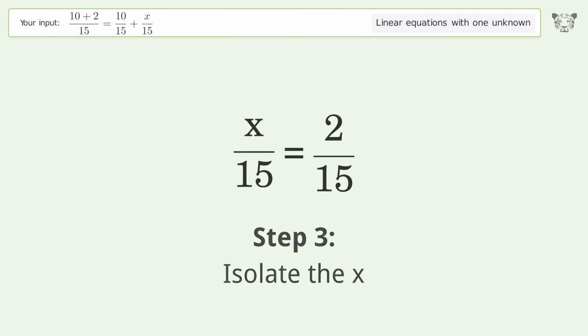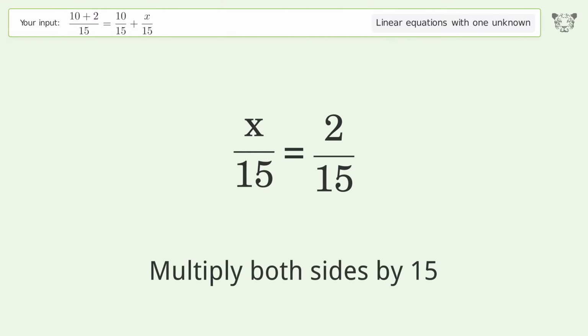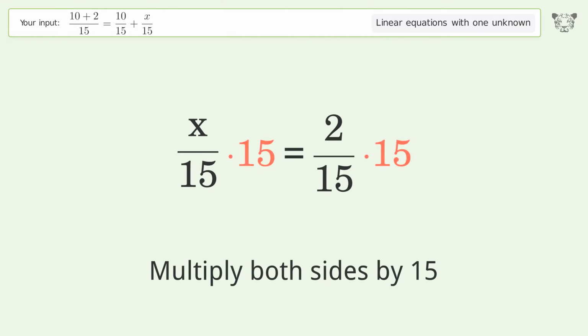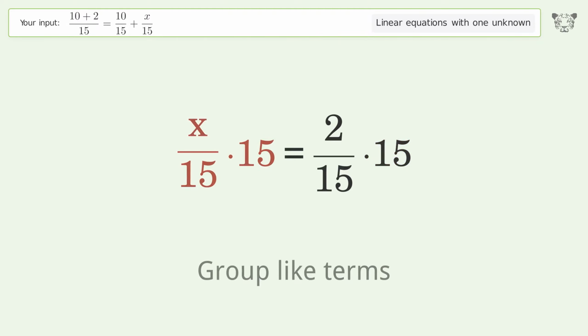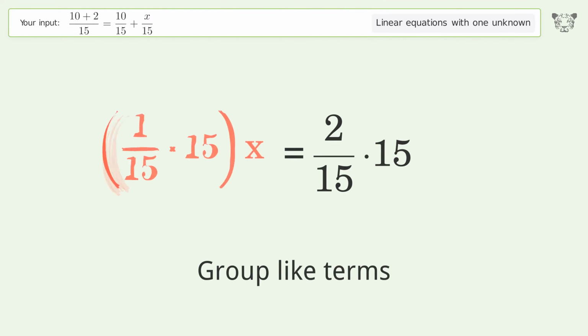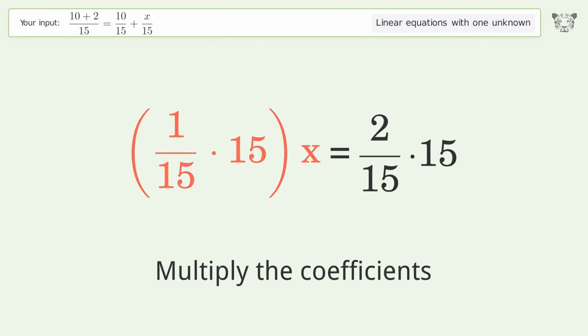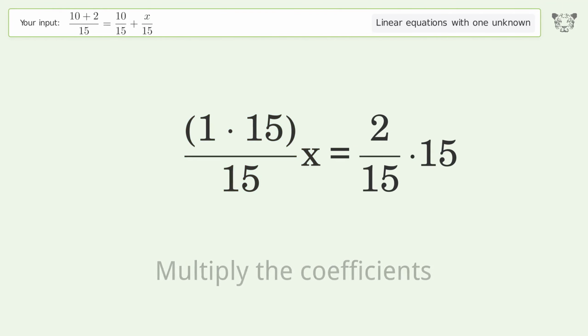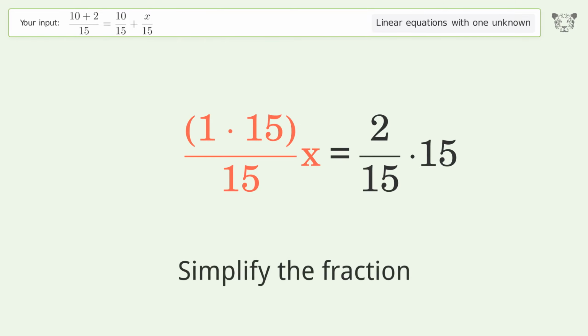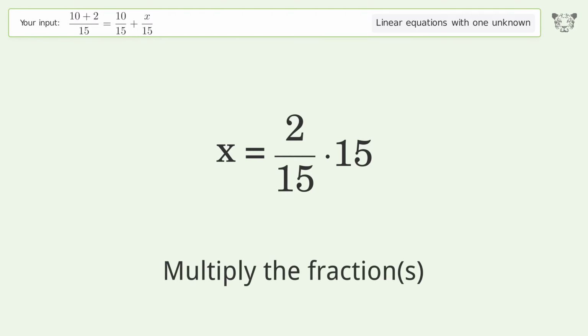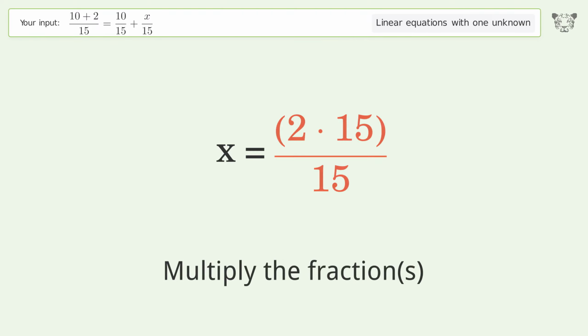Isolate the x. Multiply both sides by 15. Group like terms. Multiply the coefficients. Simplify the fraction. Multiply the fractions. Simplify the arithmetic.